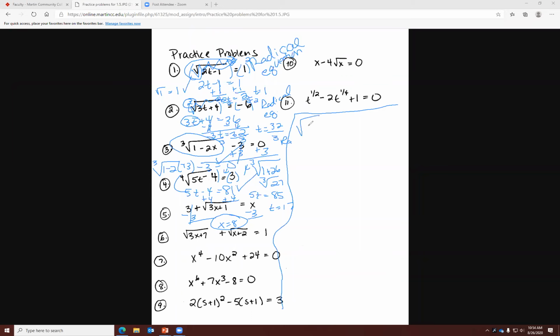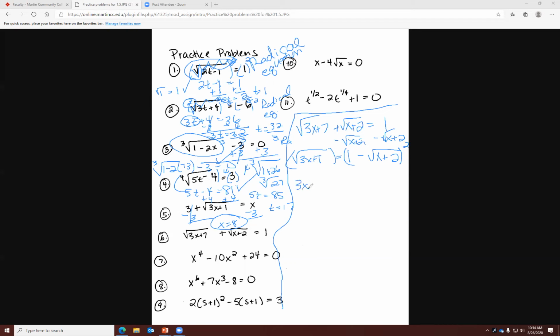And so this one, it's going to be hard to see that you can't just get them by itself. So what you have to do is move one on each side. So I'm going to move this one over. So you end up with the square root of 3x plus 7 equals 1 minus the square root of x plus 2. Okay? And we're going to have to square these because it's the only way to get rid of the square root.